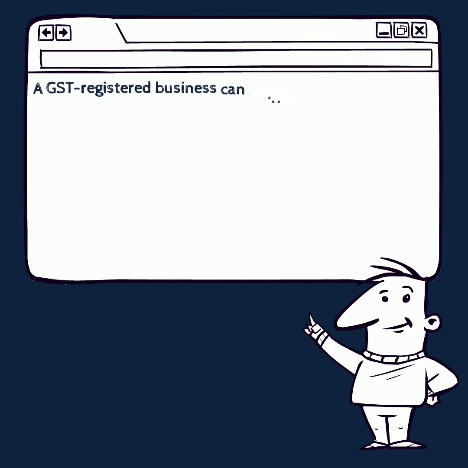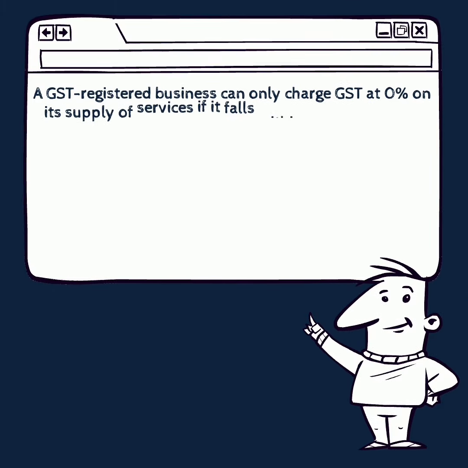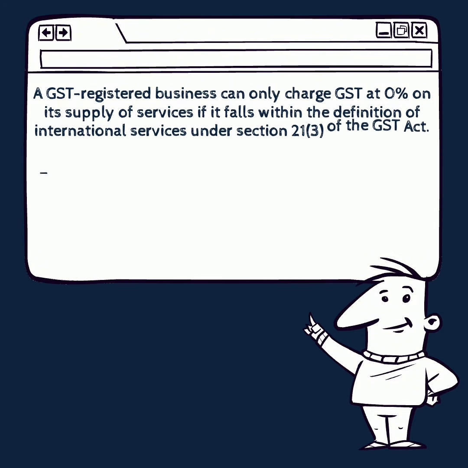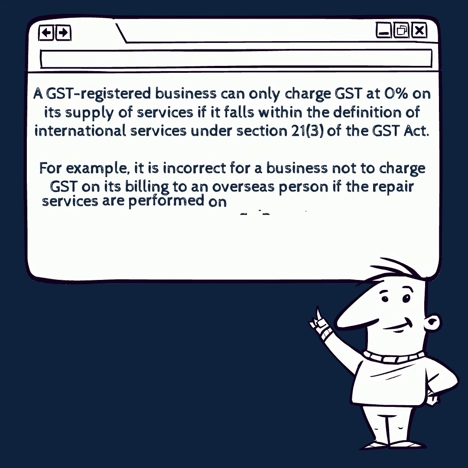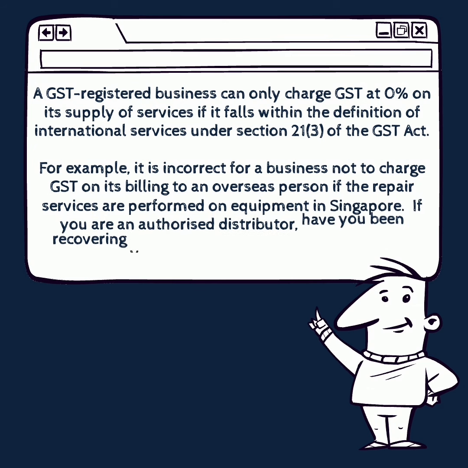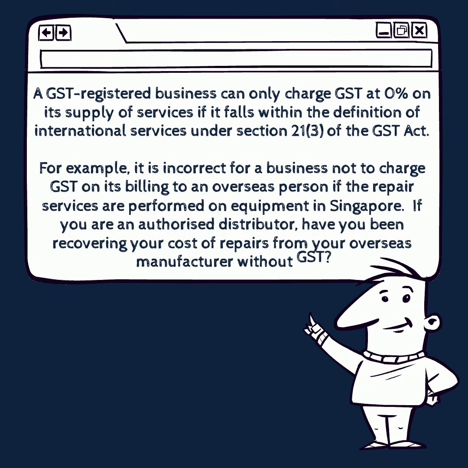A GST-registered business can only charge GST at 0% on its supply of services if it falls within the definition of international services under Section 21(3) of the GST Act. For example, it is incorrect for a business not to charge GST on its billing to an overseas person if the repair services are performed on equipment in Singapore. If you're an authorized distributor, have you been recovering your cost of repairs from your overseas manufacturer without GST?